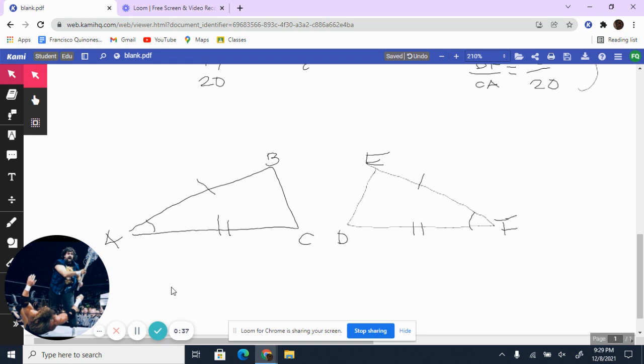Here, segment AB is equal to segment FE. Segment AC is equal to segment FD. Angle A is equal to angle F. So triangle ABC is congruent to triangle FED.